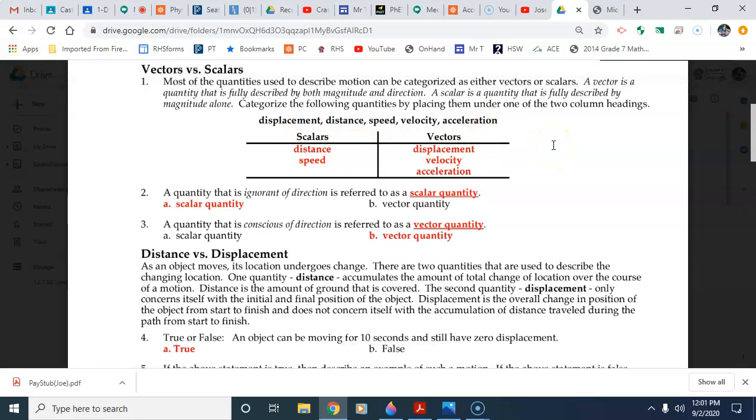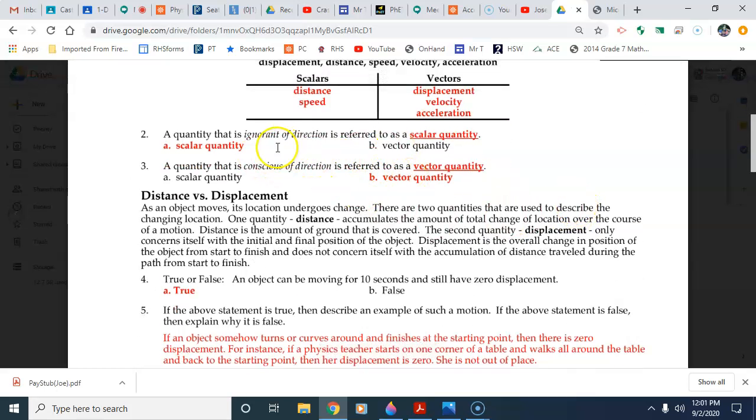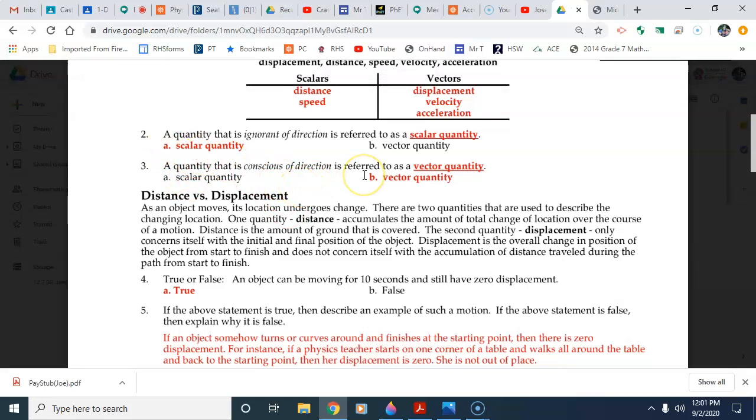The ones that are scalars, that don't care about direction, are distance and speed. Okay? And the ones that are vectors, they give magnitude and direction, are displacement, velocity, and acceleration. So we kind of already answered this right at the beginning of class. So number 2, A, scalar quantity. Number 3, B, vector quantity.